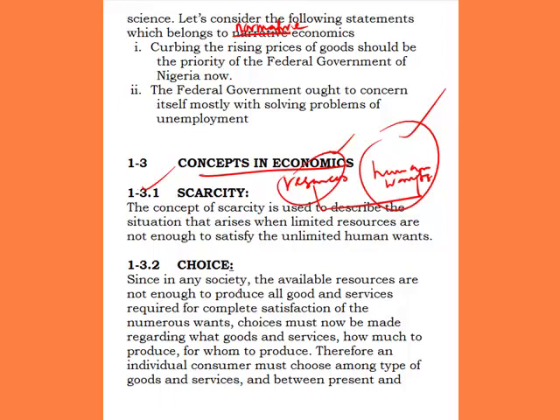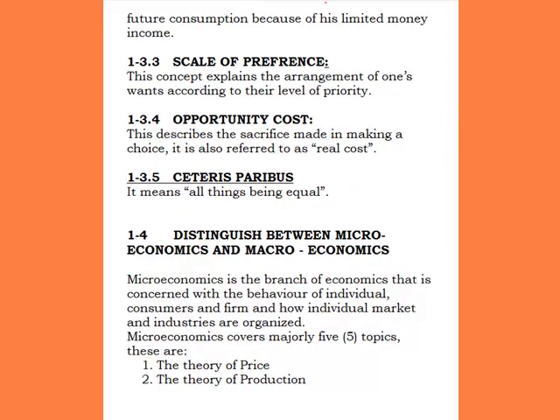Now, since in any society the available resources are not enough to produce all goods and services required for complete satisfaction of the numerous wants, choices must be made regarding what goods and services, how much to produce, and for whom to produce. Therefore, an individual consumer must choose among types of goods and services, and between present and future consumption, because of his limited money income.